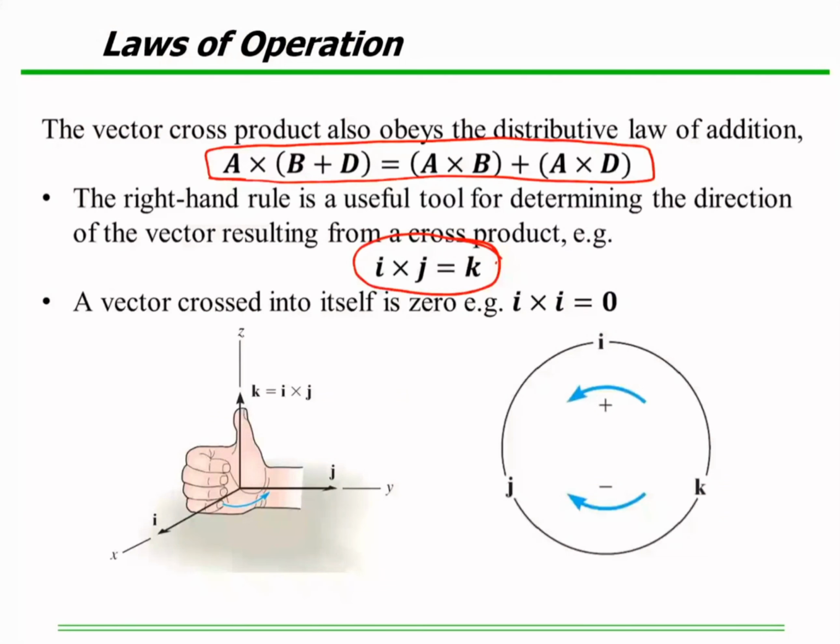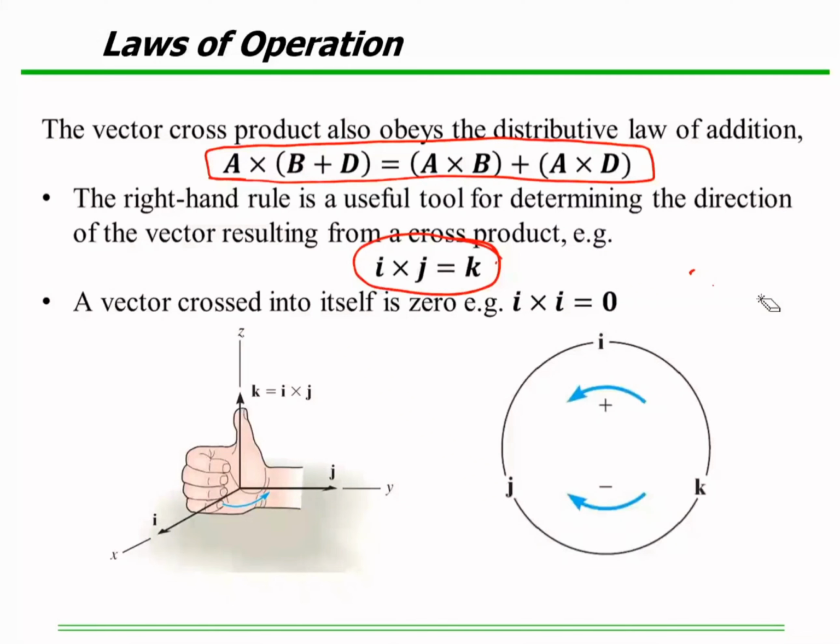I cross I, remember I cross I, you can figure it out. I, sine of 0. Sorry, sine theta, sine of 0. What is sine of 0? It is 0. So therefore, remember, a vector crossed into itself is 0.